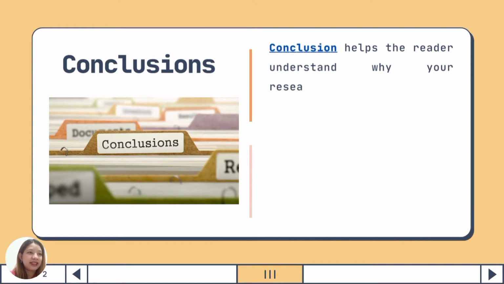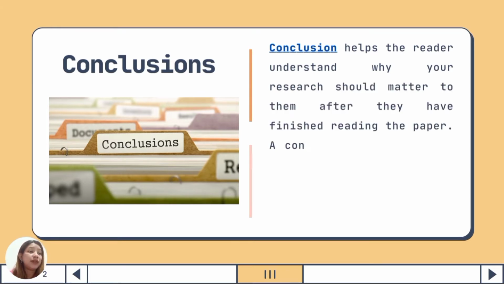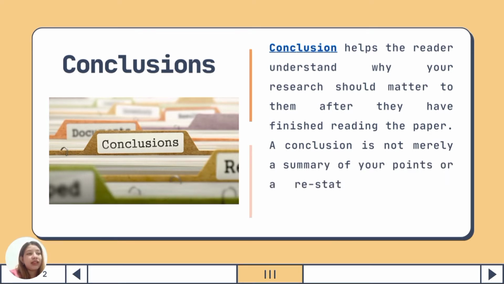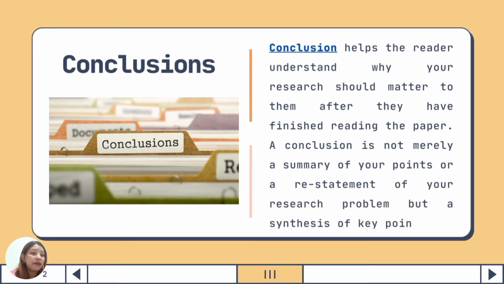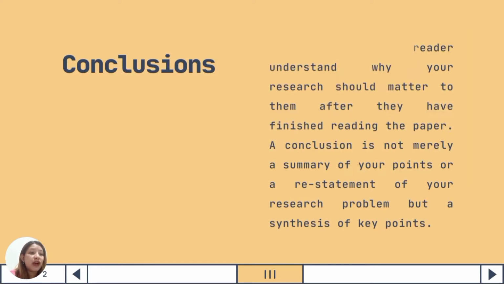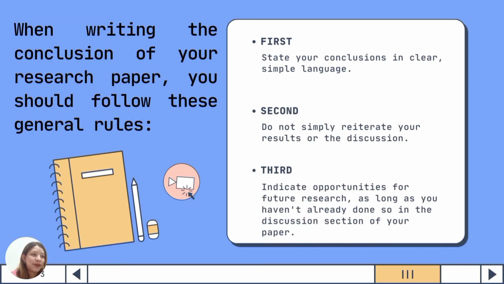This is the conclusion. Conclusion helps the reader understand why your research should matter to them after they have finished reading the paper. A conclusion is not merely a summary of your points or a restatement of your research problem, but a synthesis of key points.